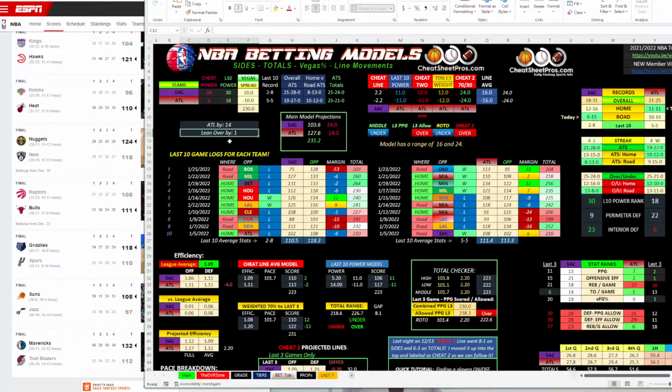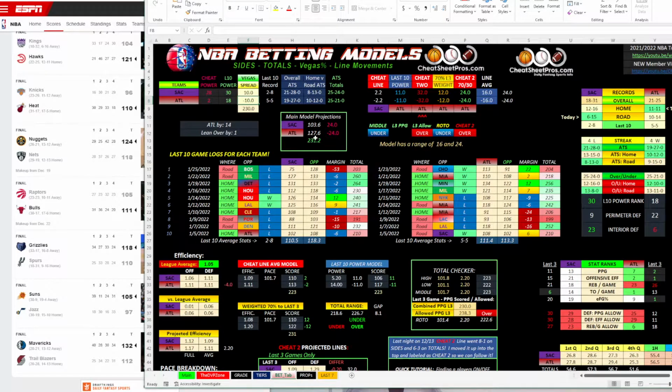When it says lean over by 1, that's close enough. You know, if you like it, go with it. If not, throw it out the window. So this opened with a total of 230. We projected it at 231.2, so 1 point's not enough for me to say, hey, this is a diehard play. You got to bet this, blah, blah, blah. So I'm also looking at the last 10 record, 2-8 versus 5-5.